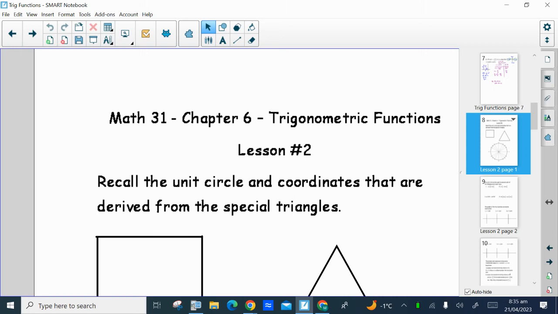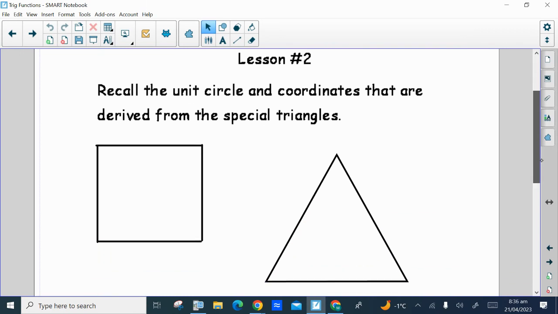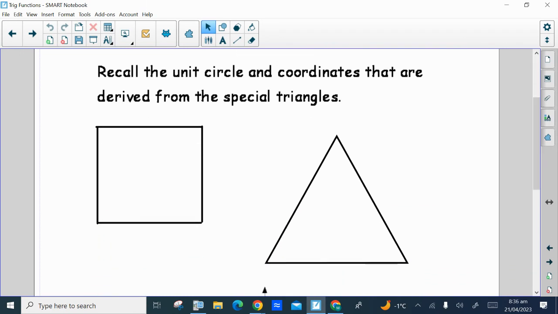So in 30-1, we learned about the unit circle. It can be used to find the exact values of sine, cosine, tan, as well as the reciprocal ratios of certain angles. And those angles were essentially multiples of 45 degrees or multiples of 30 degrees, multiples of pi on 4 radians or pi on 6 radians. And they are derived from some special triangles.